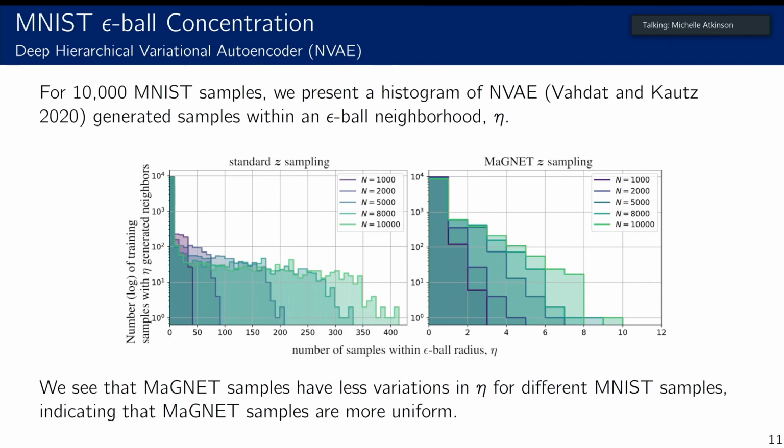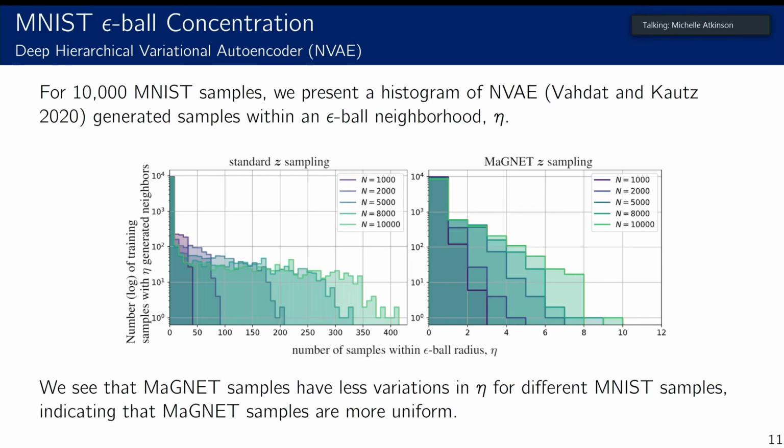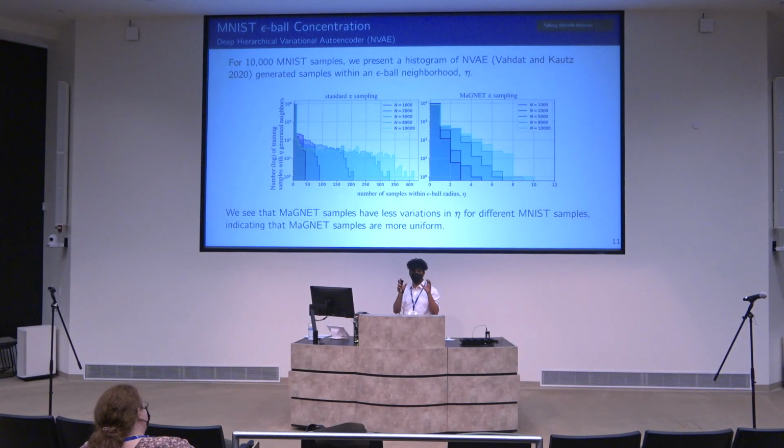So over here on the x-axis, if you look at the numbers, what this represents is that for some MNIST samples, or some points on the manifold, we have up to 400 generated samples when we are using standard sampling. Whereas for some MNIST samples, we have 100 generated samples. So there's a large variation in the density for different regions on the manifold. Compared to that, MaGNET has a very small variation of density, which indicates that MaGNET is producing uniform samples for even this high-dimensional MNIST data set.